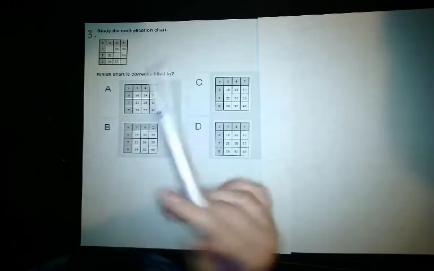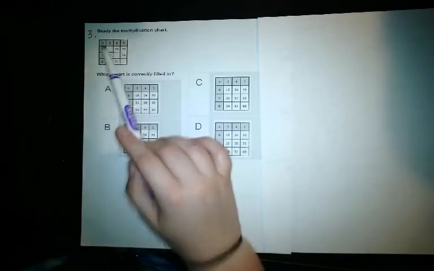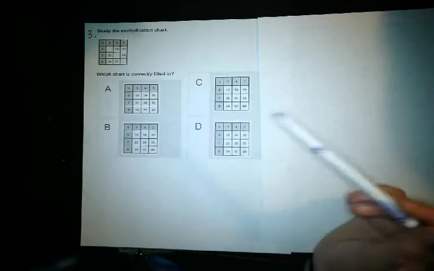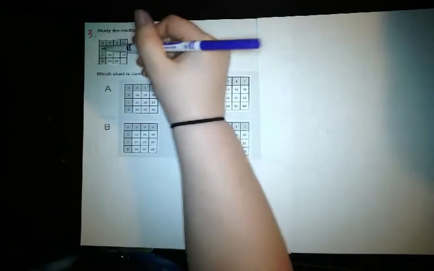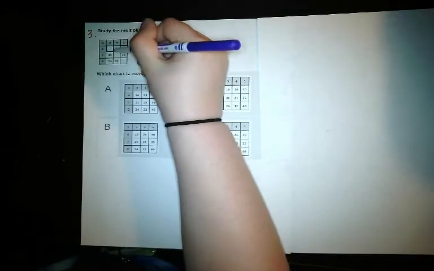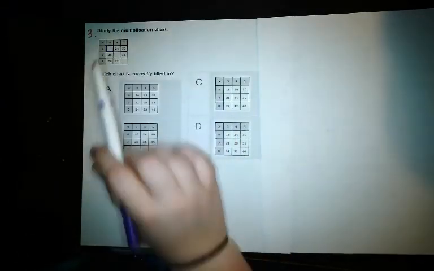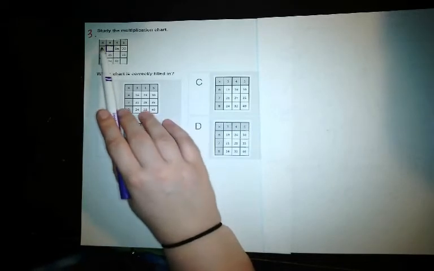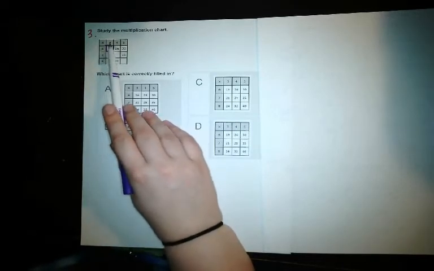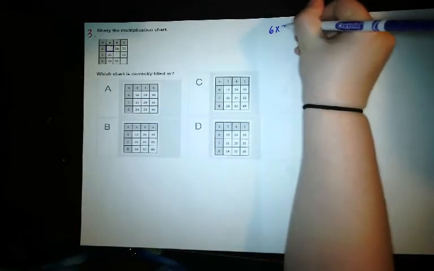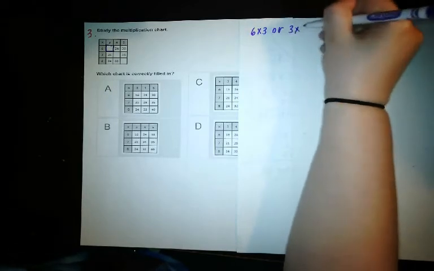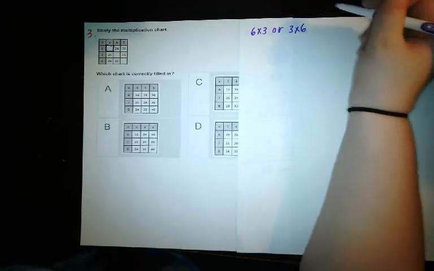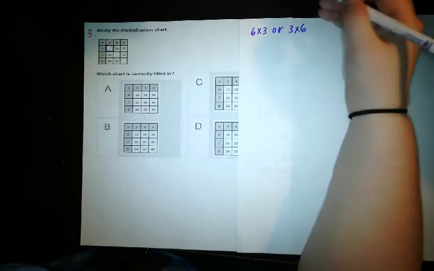So, this can be kind of complicated if you try to just think about it and try to find it. The best thing to do is to write it down. Right here, this first one. To find this, we go over 6 and go up 3. So, to find this blank, you do 6 times 3 or 3 times 6. Well, let's solve this so we can figure out what goes there.